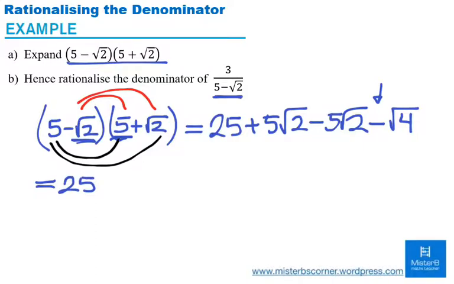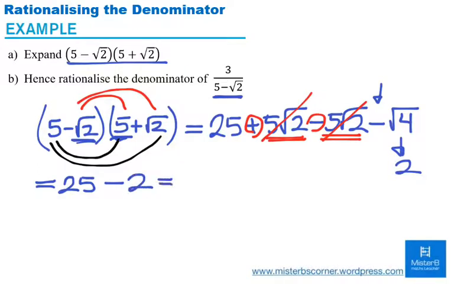Here, these expressions are exactly the same, and one of them is plus, the other is minus, so they will cancel each other out. Yeah? And then minus root 4, well, 4 is a square number, so you can just say this is 2. So it's going to be 25 minus 2, which will be 23. So basically, the answer to part A will be 23, because the thirds are gone.